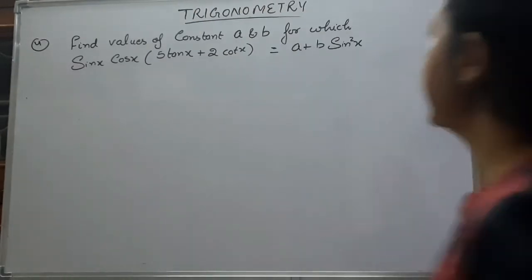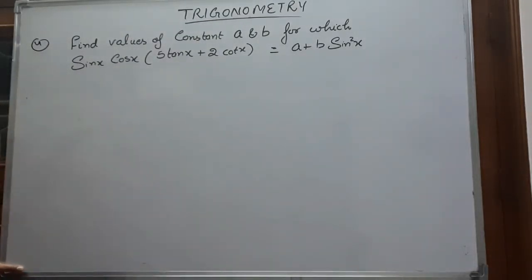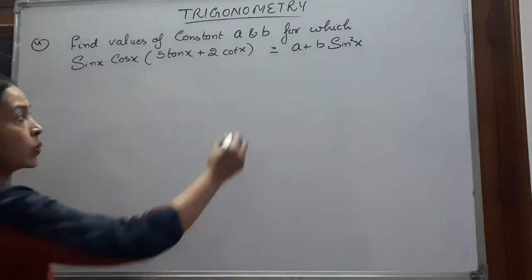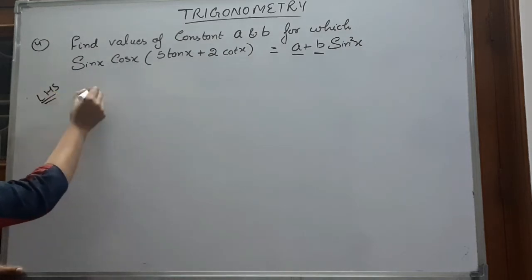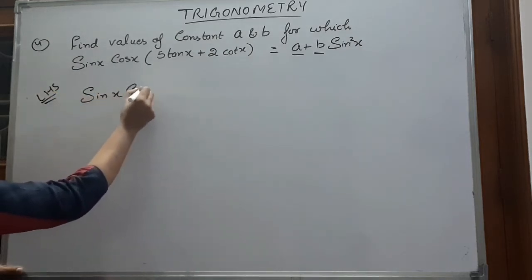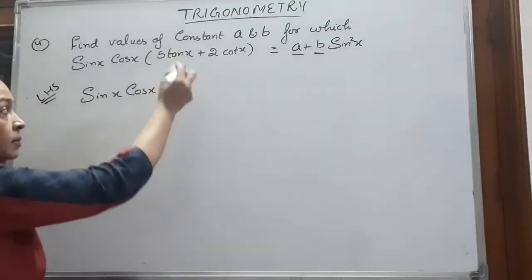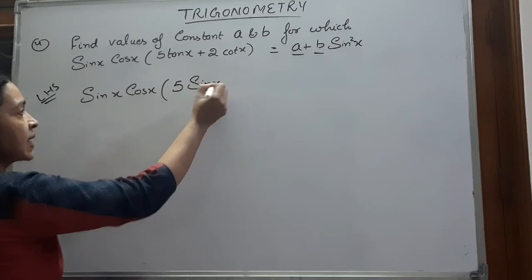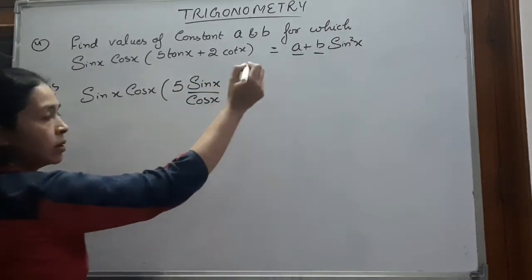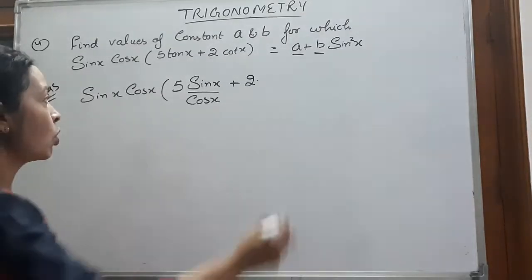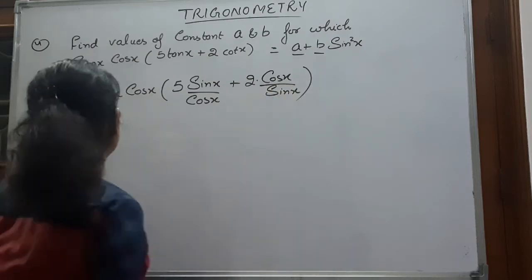Find the values of constant a and b for which sin x cos x into 5 tan x plus 2 cot x is equals to a plus b sin square x. We have to find the value of a and b. Let's take left hand side, which is sin x cos x into 5 tan x plus 2 cot x. What is tan? Sin upon cos. We have sin x upon cos x plus 2 into what is cot? Cot is reciprocal of tan. So cot x is cos x upon sin x. We are taking only left hand side.